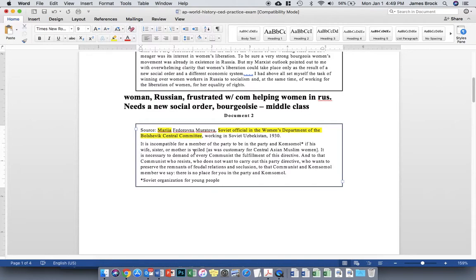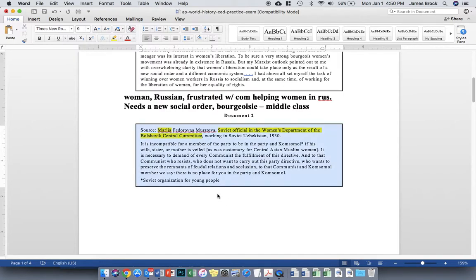It is incompatible for a member of the party to be in the party and Komsomol, which is a Soviet organization for young people, if his wife, sister, or mother is veiled, Central Asian Muslim women. It is necessary to demand of every communist the fulfillment of this directive, and to that communist who resists, who does not want to carry out this party directive, who wants to preserve the remnants of feudal relations and seclusions, to that communist and Komsomol member, we say there is no place for you in the party or the Komsomol.